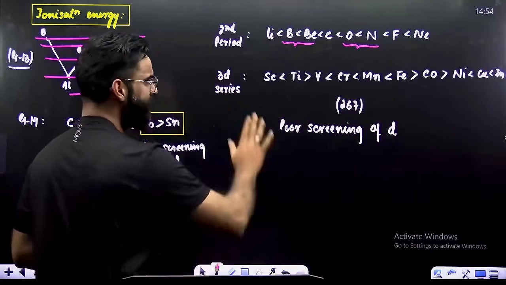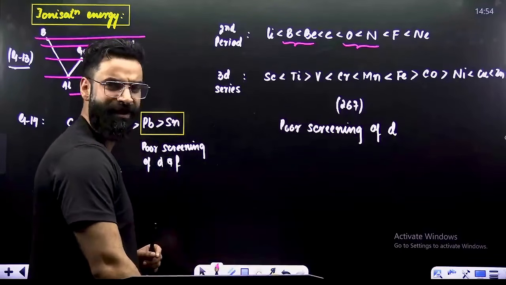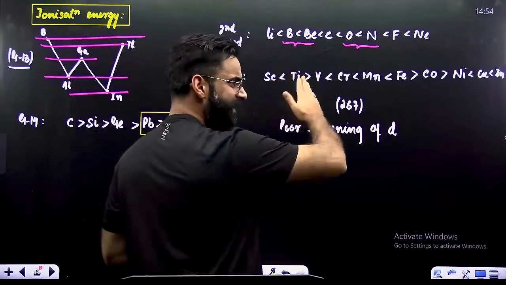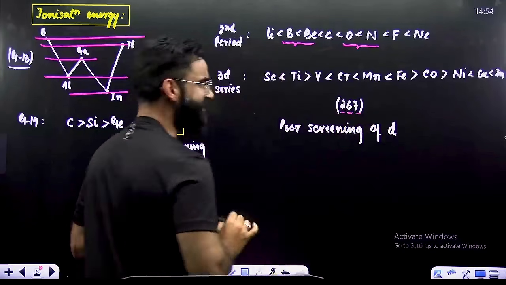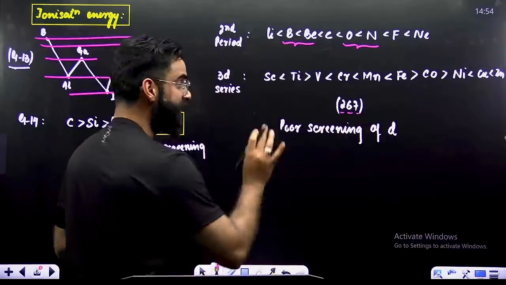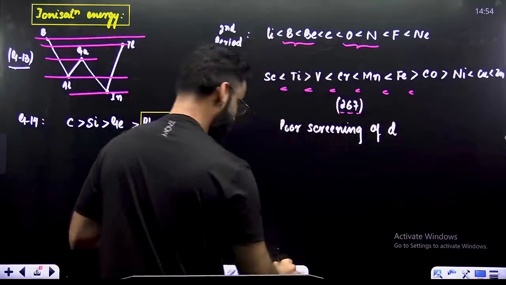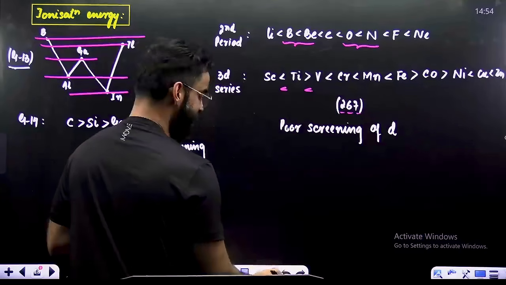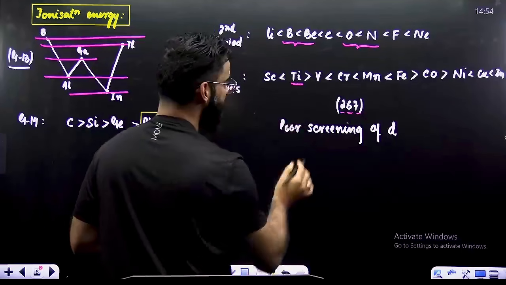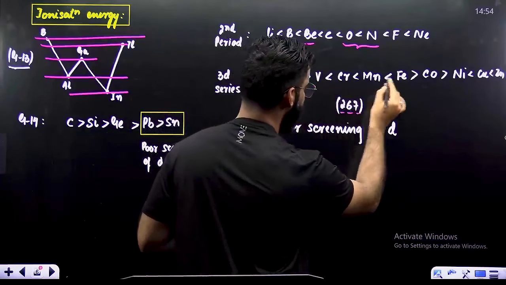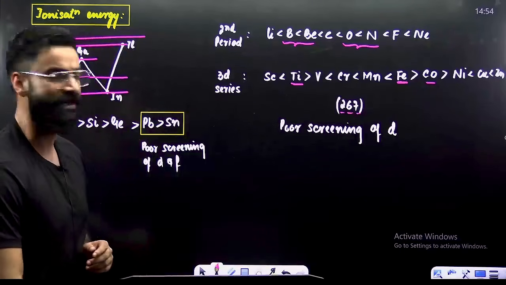Similarly, the 3d series. What happens generally when you move from left to right? What happens to ionization energy? Ionization energy increases. So scandium, then titanium, vanadium, manganese, iron, cobalt, nickel, copper, zinc. But at positions 2, 6, and 7, the sign changes. Generally, what should the sign be? It should be like this, correct? Because on moving from left to right, ionization energy increases. But you have to interchange the sign at position number 2, at position number 6, 1, 2, 3, 4, 5, 6, right? And at position number 7. Perfect. You have to interchange the signs.